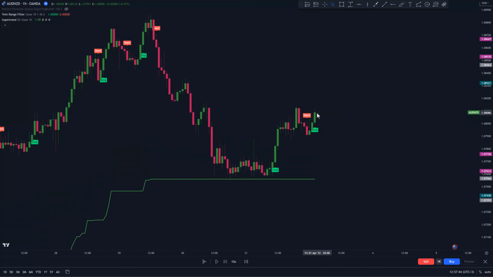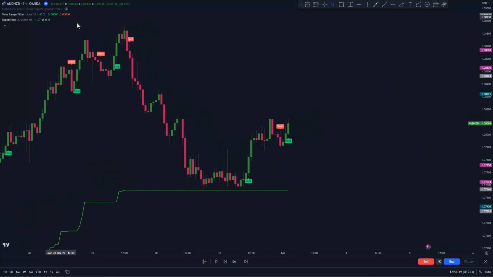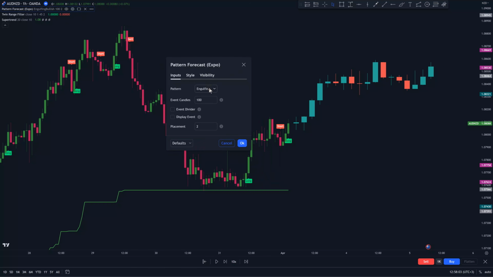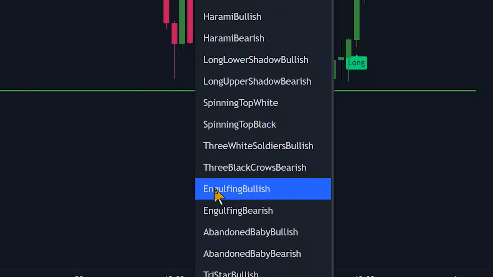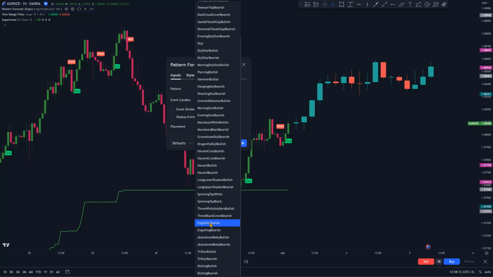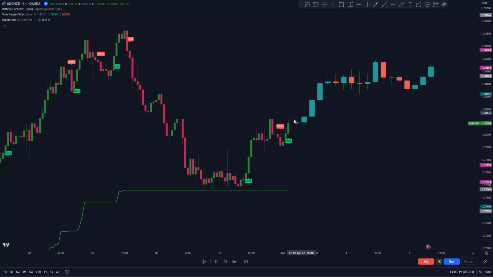Lastly, for our final confirmation, let's activate the pattern forecast indicator. And then we're going to access the input settings of this indicator to make sure that the bullish engulfing candle pattern is selected. This is what this indicator is predicting the price is going to do. Now, for this trade setup to be valid, this predicted price pattern needs to go beyond our take profit level without touching the stop loss level.